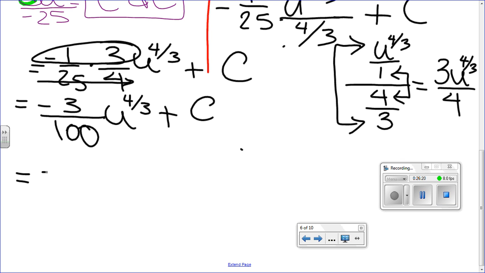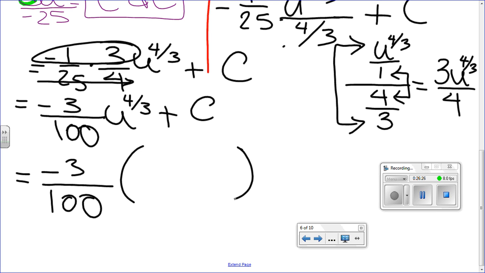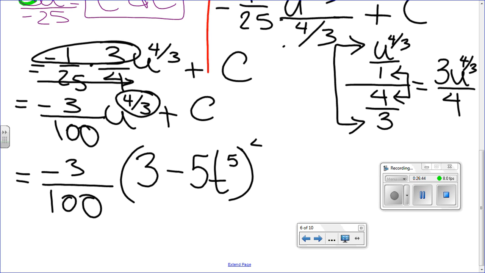So if we go back and do the back substitution for u, it will be -3 over 100. And then what we substituted for u at the beginning, top left, right below the problem, that was 3 minus 5t to the power 5, and then we have this 4/3 will still be out here, plus c.